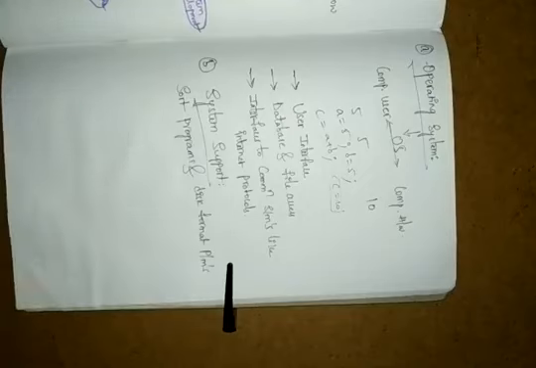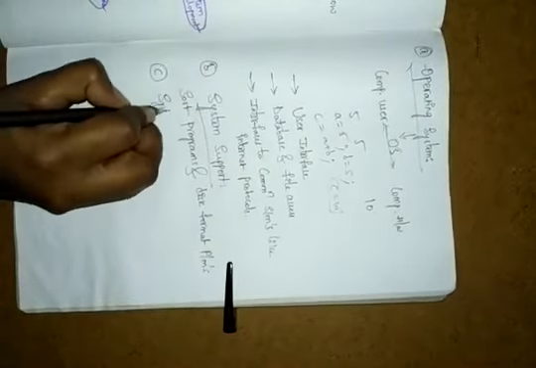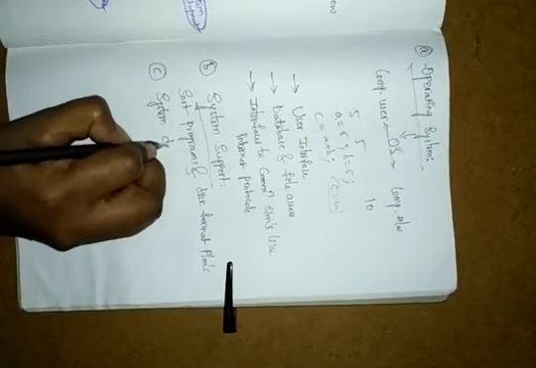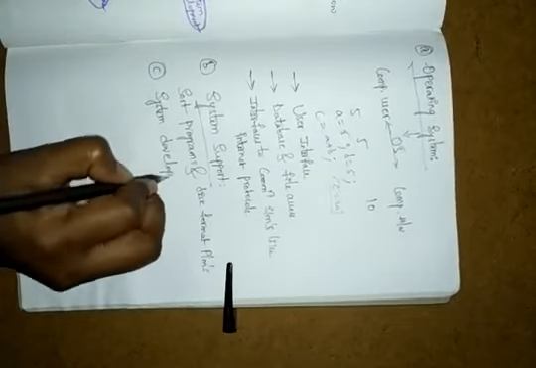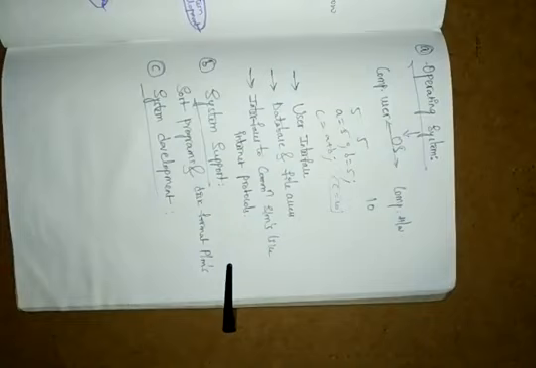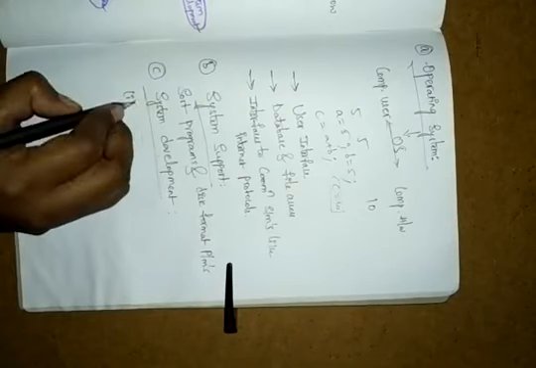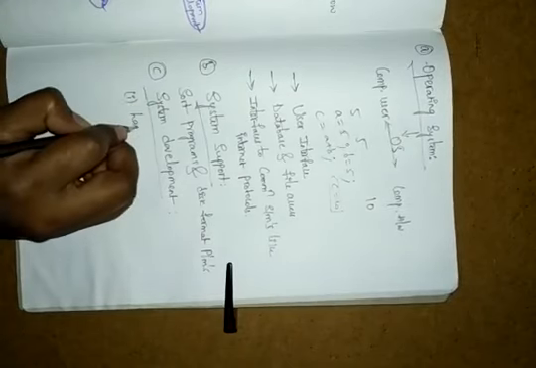Next, the third one is system development. This system development is performed in three steps. What are the three steps here? The first one is the language translators.